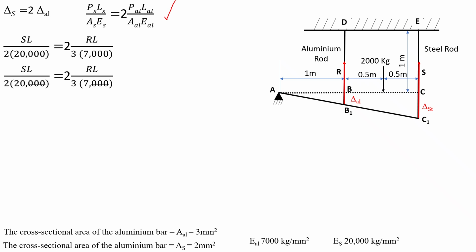Also the 3 digits of zeros on this side and on this side cancel. Then the equation becomes S by R equal to 80 by 21.